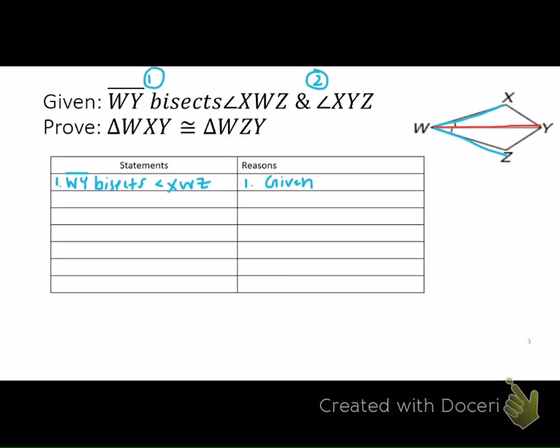Logan? YXW and YZW. These two angles are congruent? Is it touching... wait, no, XWY and ZWY. Are you saying those two angles? Do you see how these two angles use this blue side and the red side and the blue side?